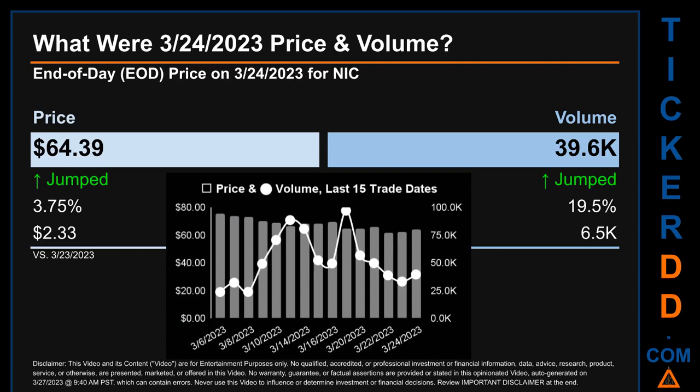The graph shows price and volume for the last 15 trade dates. Across a range of $13.34, the max and minimum end of day price were respectively $75.34 and $62. Volume saw a range of 73.4 thousand, from a day low of 23.7 thousand to a day high of 97.1 thousand.